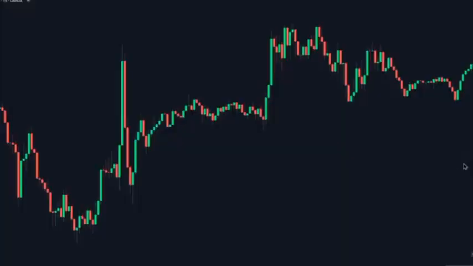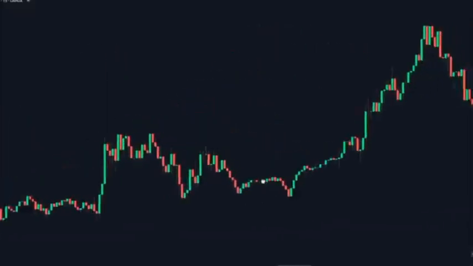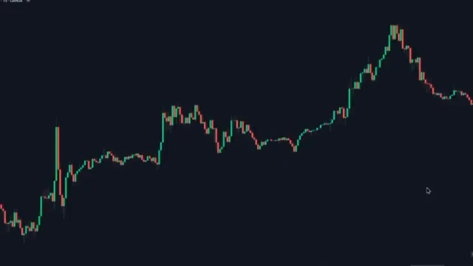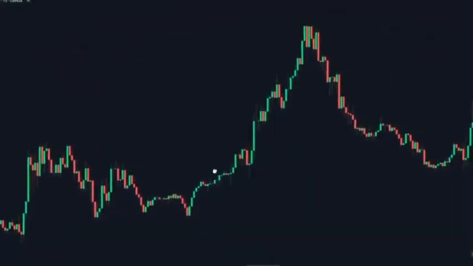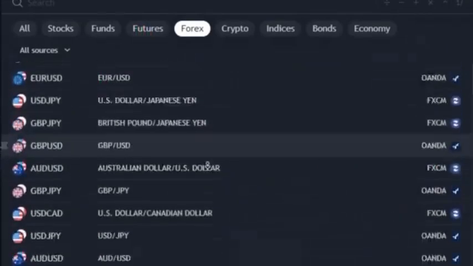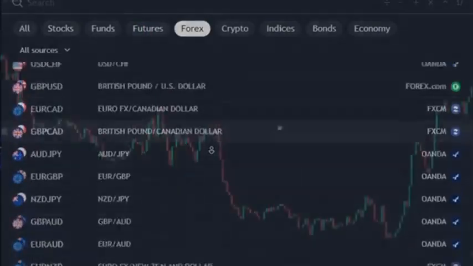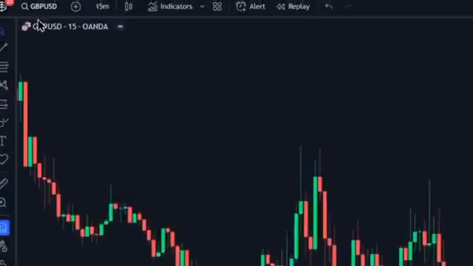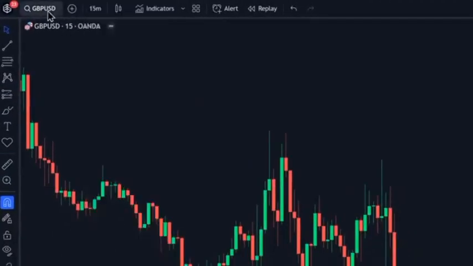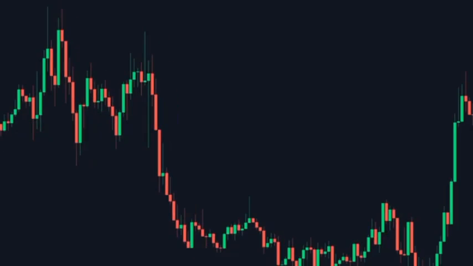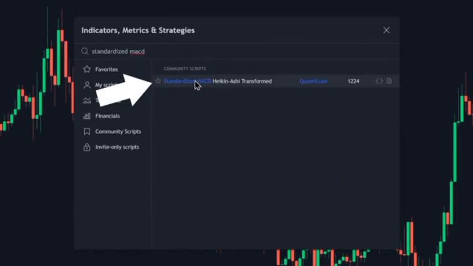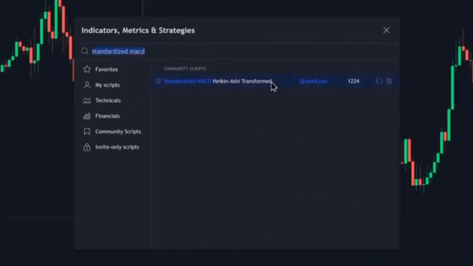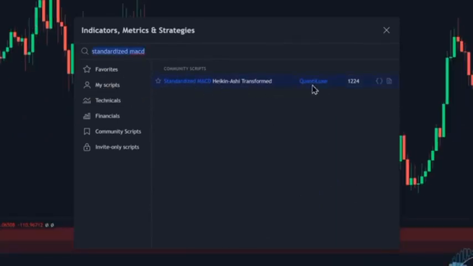Let's get into it. Now, let's begin by adding the main indicator of this strategy. As mentioned earlier, it's called standardized MACD. To add it to your chart, you're gonna go to TradingView, then load any trading security that you like in any time frame. For me, I'm gonna be using the 15-minute time frame of GBP USD. Then click on Indicators, type in standardized MACD. Select this one called Standardized MACD Heikin-Ashi Transformed, created by Quantilux.